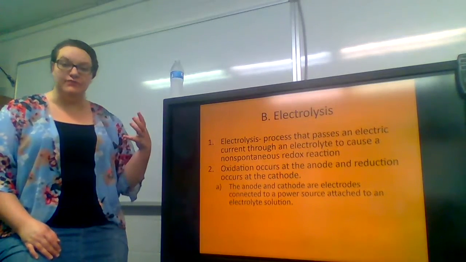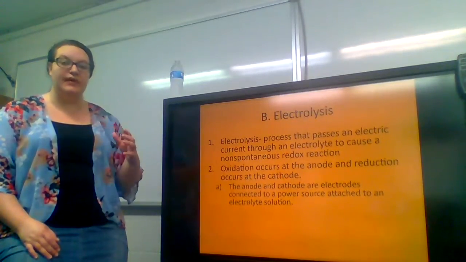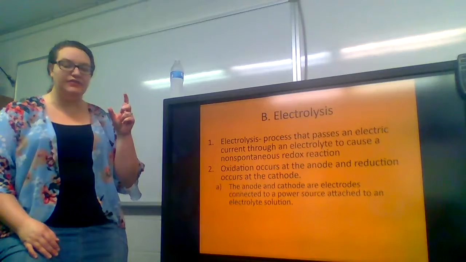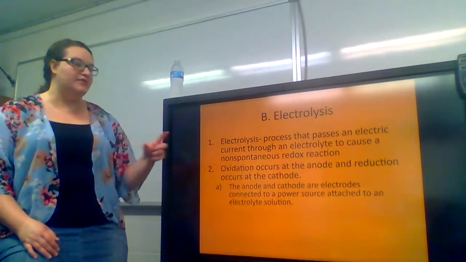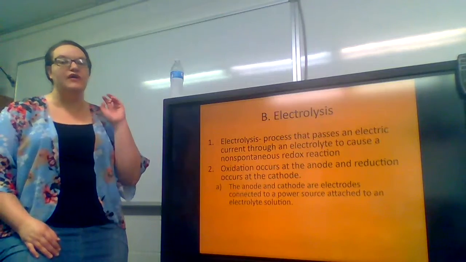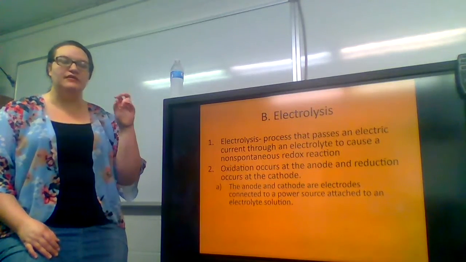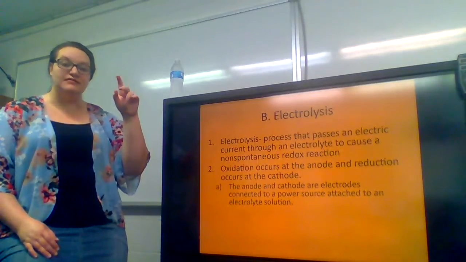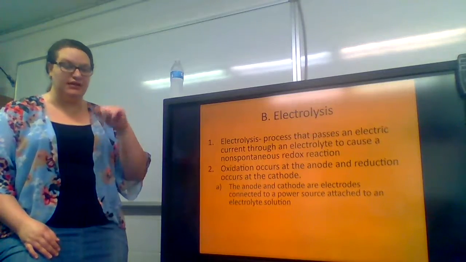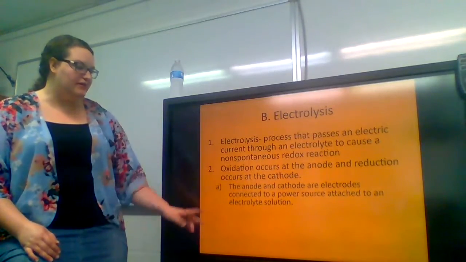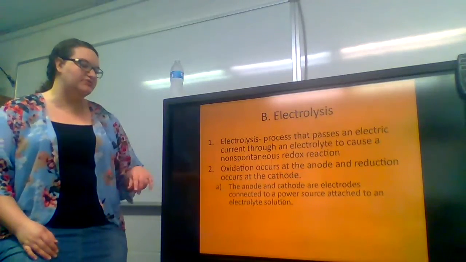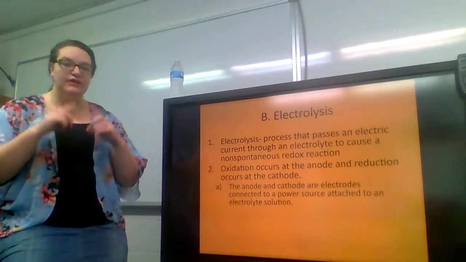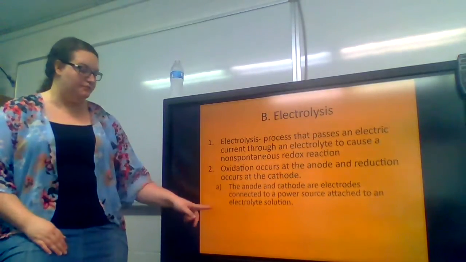Now think of a battery. Okay, we've talked about anode and cathode before, but think of a battery. If you have just a regular 2-cell battery, it has an anode and a cathode, and oxidation occurs at the anode and reduction occurs at the cathode. If you have a D-cell battery, or a 9-volt battery that has the 2 prongs at the top, oxidation occurs at the anode and reduction at the cathode. The anode and cathode are electrodes connected to a power source attached to an electrolyte solution. So those are the areas where you actually hook up to create the electric current from the beginning.